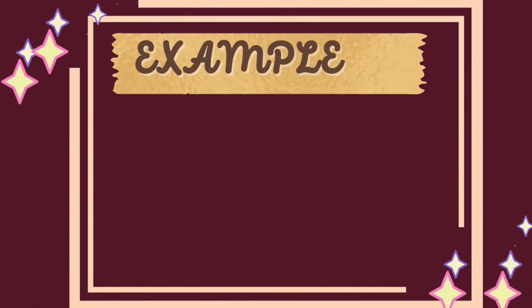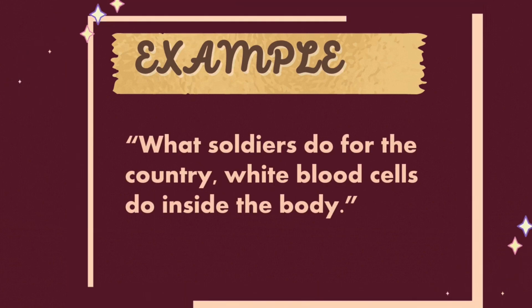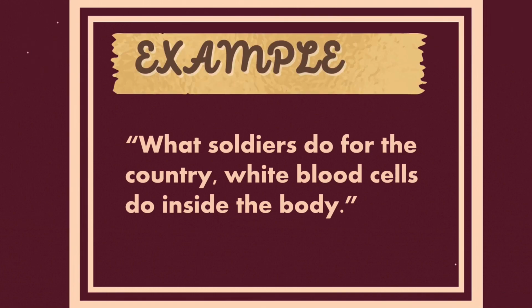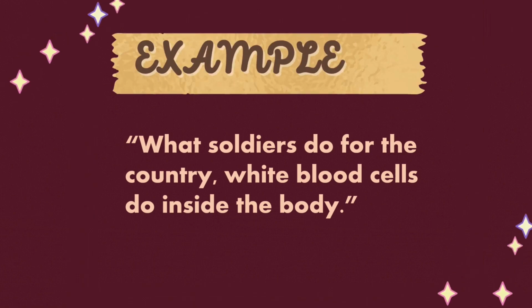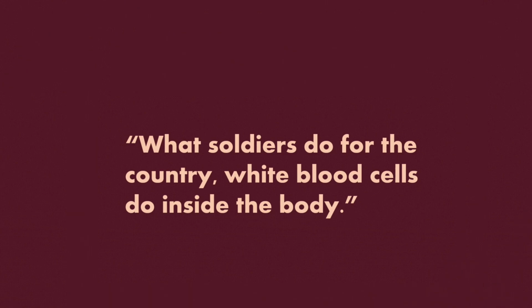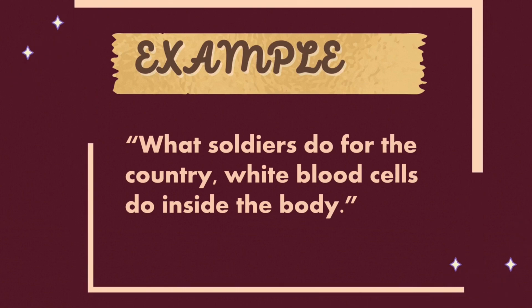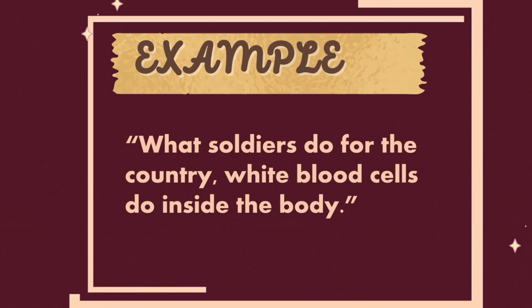Example: what soldiers do for the country, white blood cells do inside the body. In the given example, the abstract concept of how white blood cells function in the body is made clear by explaining that they protect everything inside, like how soldiers perform their sworn duty to protect their country.